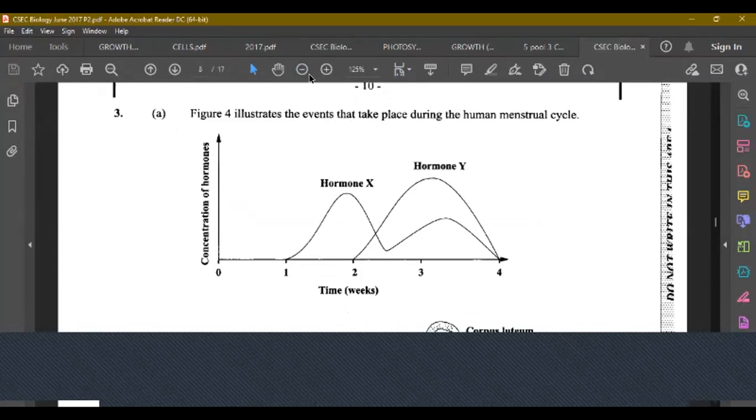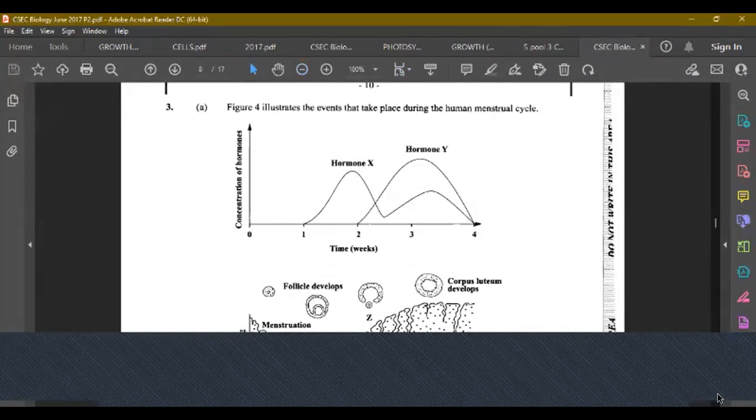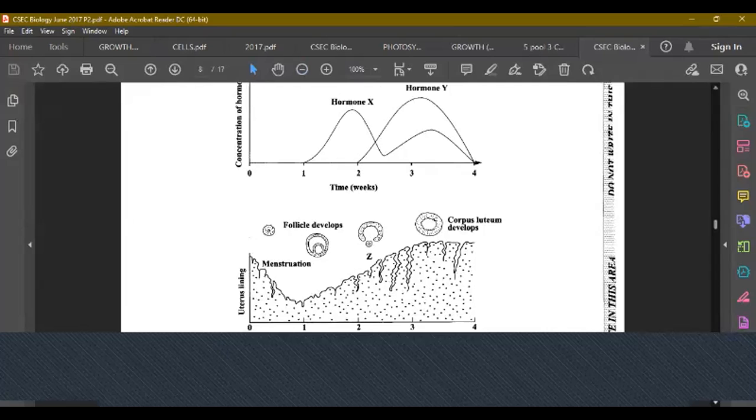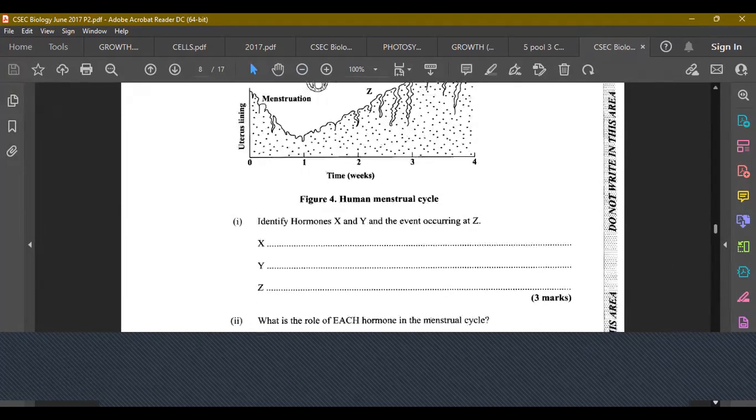Now, it says figure 4 illustrates the events that take place during the human menstrual cycle. Looks familiar? Yes, miss. All right. So what will hormone X be? Estrogen. Beautiful. Hormone Y? Progesterone. And what will be happening at Z? The releasing of the egg. Known as ovulation. So not too bad.